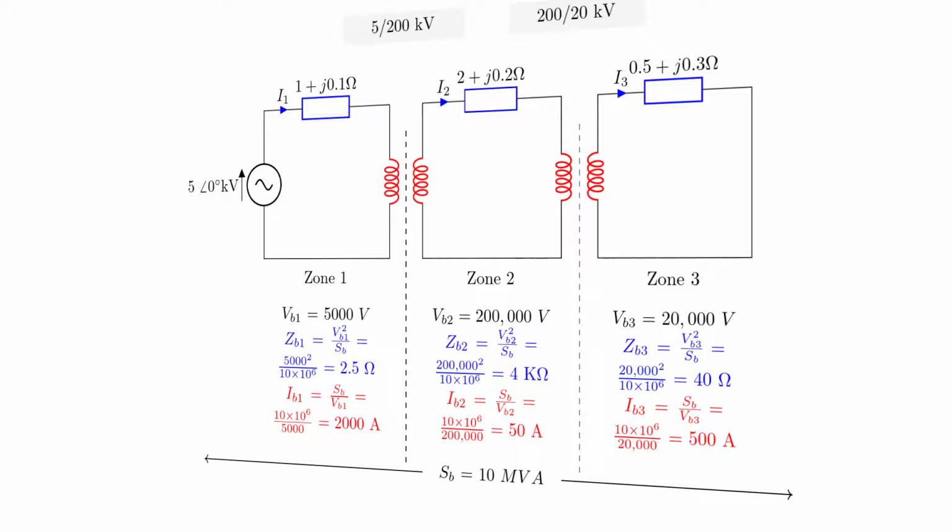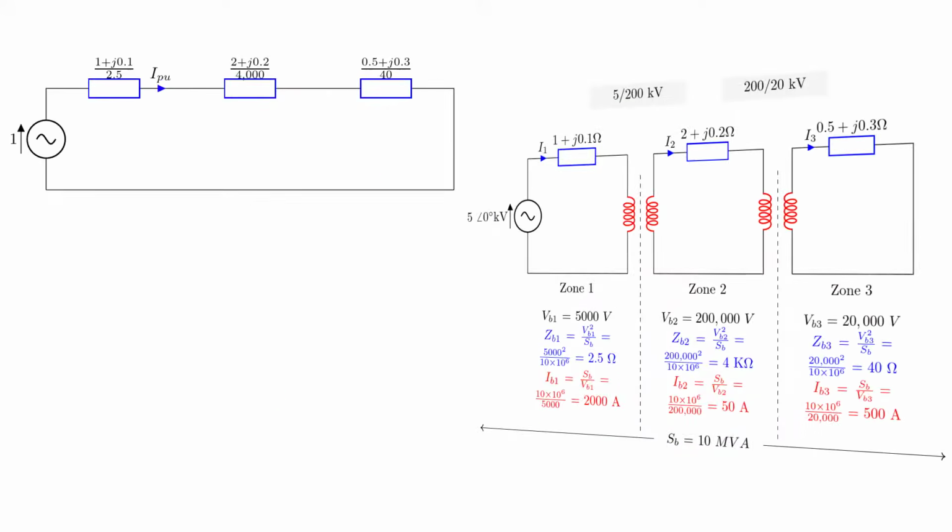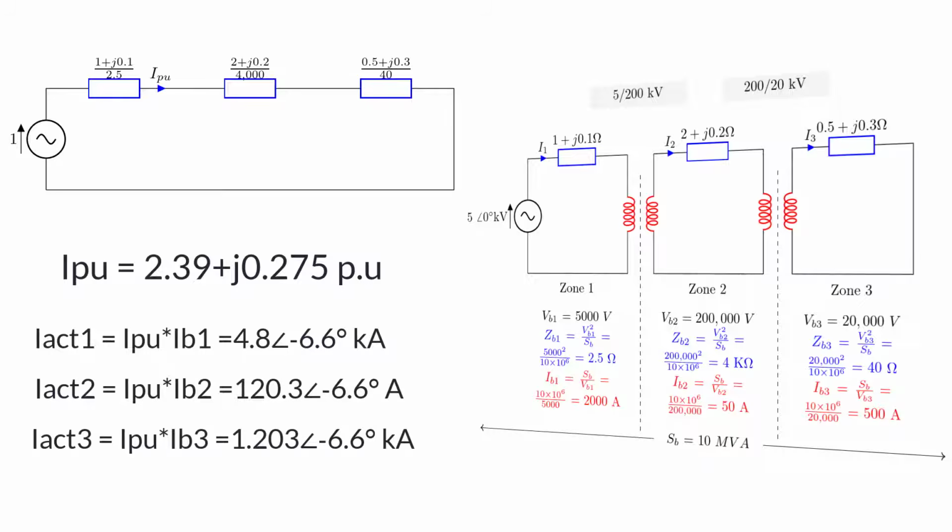Then we calculate the Z base and I base for each zone, and then we start to build up our per unit equivalent circuit. So Z per unit is equal to Z actual divided by Z base for each zone. Doesn't matter that we have a complex impedance this time, the procedure is exactly the same. Then we solve for per unit current using simple Ohm's law, and now we go from I per unit to I actual by multiplying by I base in each zone. That's it.